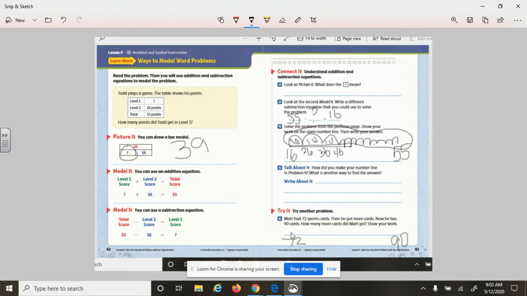So I want you guys to practice on your own, jumping up by 10s, 72, 82, up to 90. And when you're done, you've got to count your jumps. Count how you changed 72 to 90 and see how many more it took. Okay, so those are your first two pages.